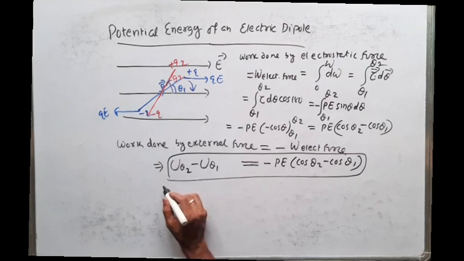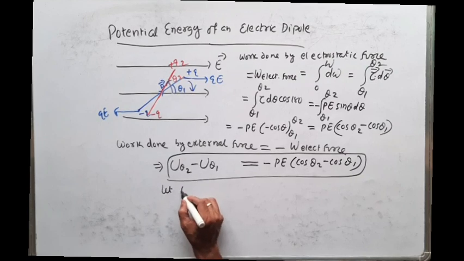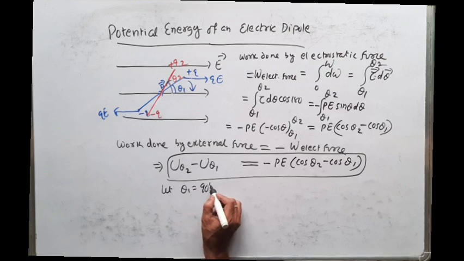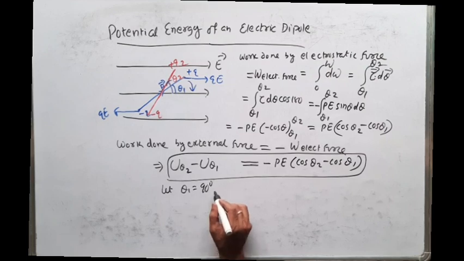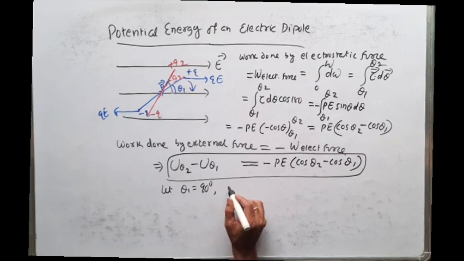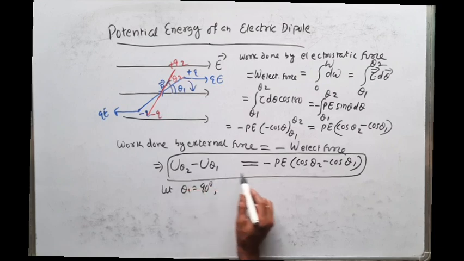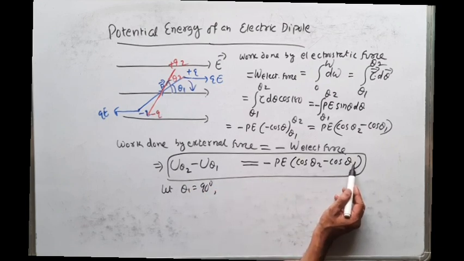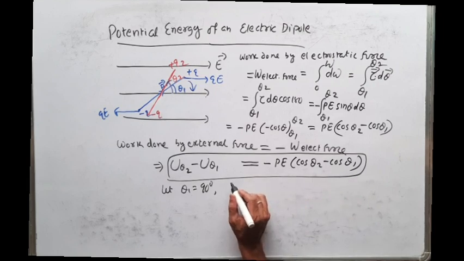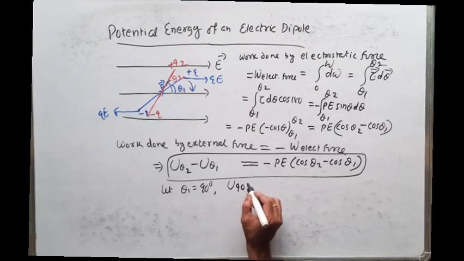So now let us assume initially theta 1 is equal to 90 degrees. Initially the dipole was making 90 degrees with the electric field. If theta 1 is equal to 90 degrees, then what is the potential energy? Initial potential energy, cos 90 is 0. So the potential energy when theta 1 is equal to 90 degrees is equal to 0.